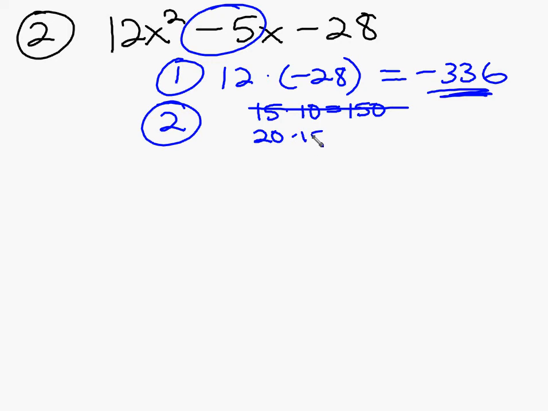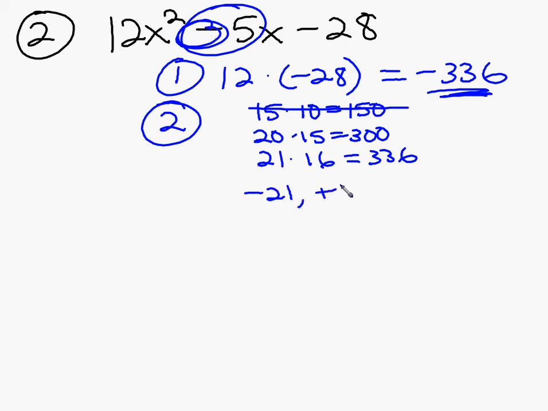How about 20 times 15? Well, that gives me 300. I'm still not there, right? So maybe I do 21 times 16. So 21 times 16, that works, right? Do you see how I did that? I started working with numbers that were 5 apart, and then I just kept going up until I got to 336. This one is 336. Since this thing is negative, I need it to be negative 21 and positive 16.